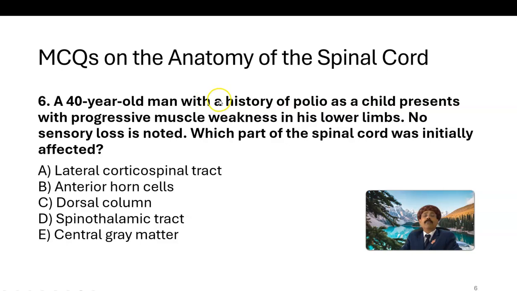Question number 6. A 40-year-old man with a history of polio as a child presents with progressive muscle weakness in his lower limb. No sensory loss is noted. Which part of the spinal cord was initially affected? A. Lateral corticospinal tract, B. Anterior horn cells, C. Dorsal column, D. Spinothalamic tract, E. Central gray matter. The answer should be B, anterior horn cells. They are lost in poliomyelitis, and that will lead to shrinkage of the muscle, and the limbs will be shorter.